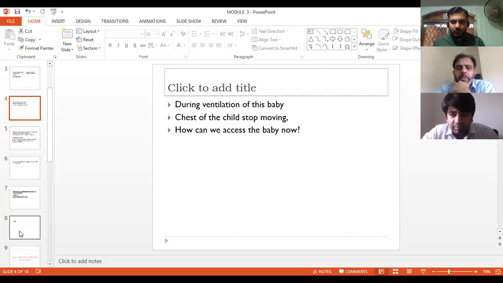During the ventilation of this baby, the chest of the child stops moving. So how can you assess the baby now? Any other participant who can answer this question?